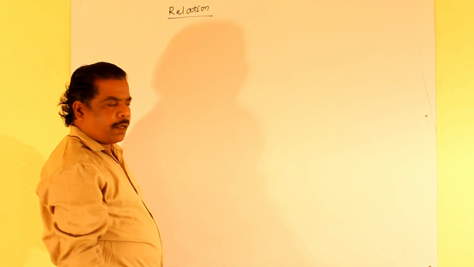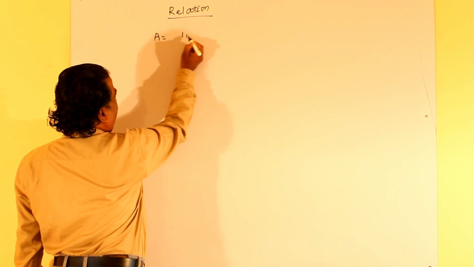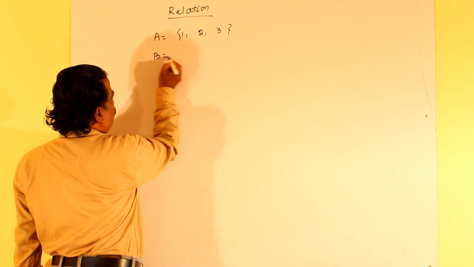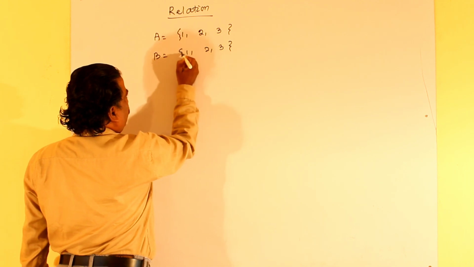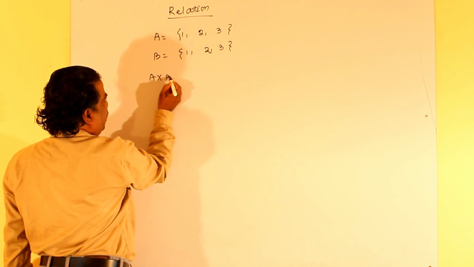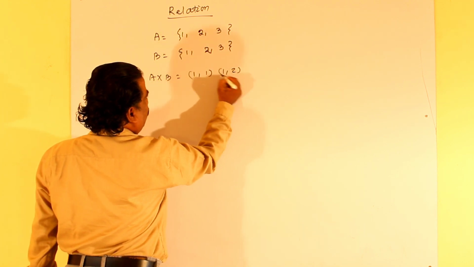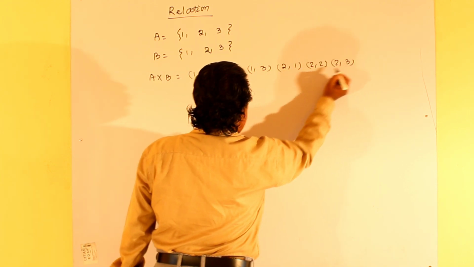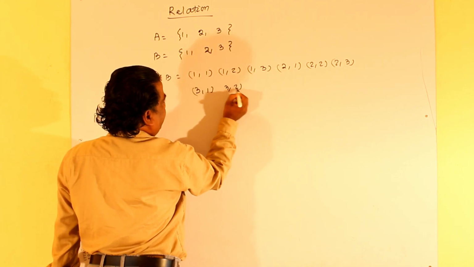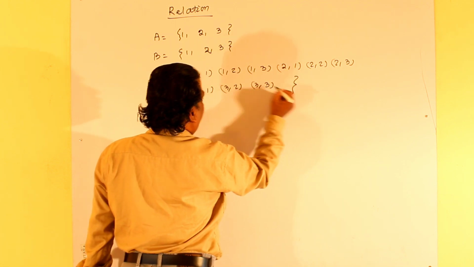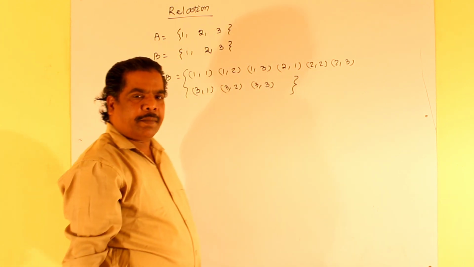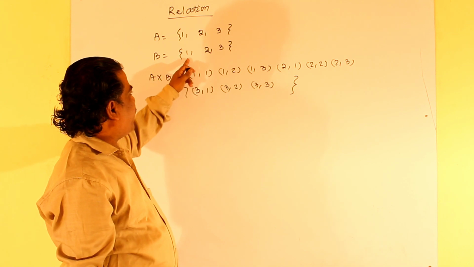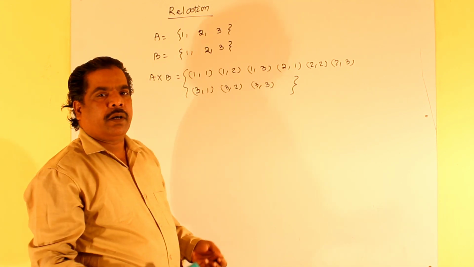Let's take an example. A is a set containing elements 1, 2, 3, and B is a set also containing elements 1, 2, 3. Now here we find that A cross B is equal to (1,1), (1,2), (1,3), (2,1), (2,2), (2,3), (3,1), (3,2), (3,3). These are the elements of A cross B, where A is a non-empty set containing 1, 2, 3 and B is a non-empty set containing 1, 2, 3.